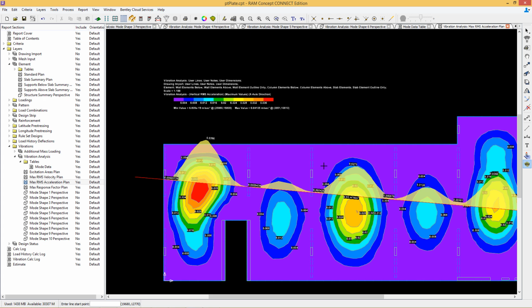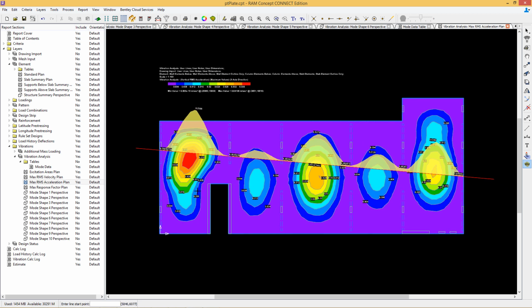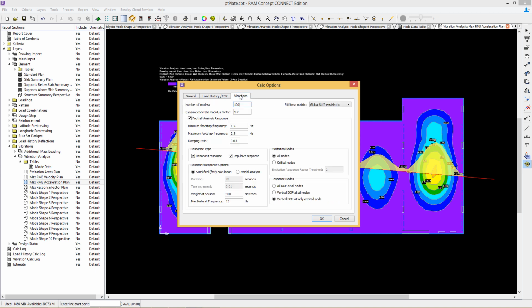at a particular frequency. And we'll look in a minute at what the properties are that go into this calculation, but we'll see that we're also considering a range of walking frequencies as well. In fact, let's take a look at that now. If we go to Calc Options and go to the Vibrations tab, let's take a look at some of these settings here and what they might do.